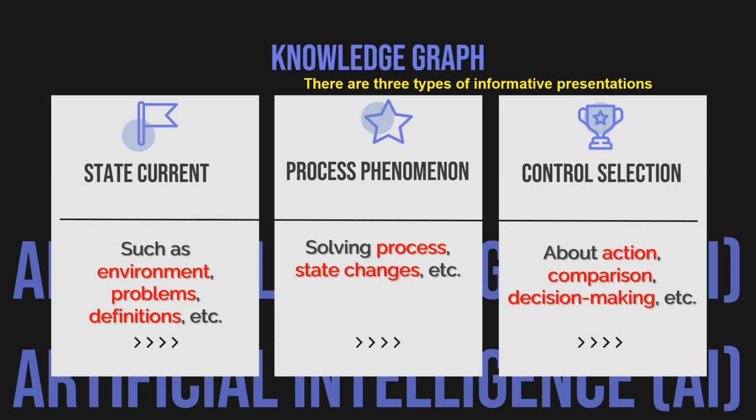So there are three types of informative presentation about knowledge graph. The first one is called a state current, such as environment, problems, definition, etc. The second one is called a process of phenomenon. They are solving a process, state changes, etc. Number three, control selection. They are about action, comparison, decision making, etc.